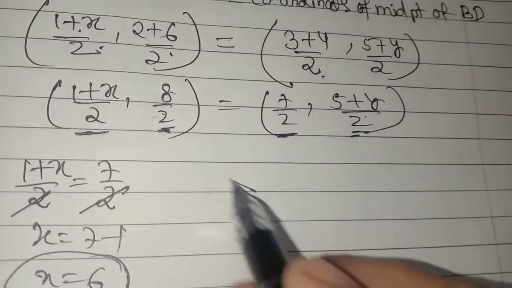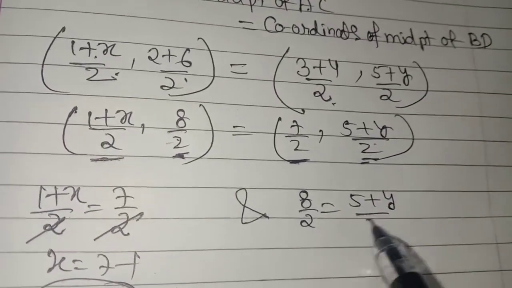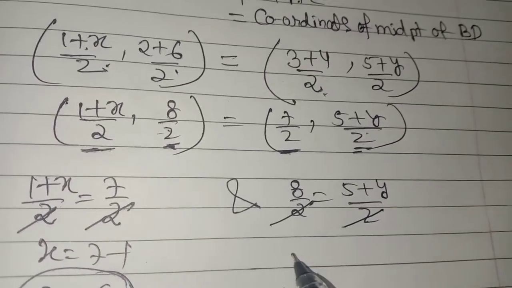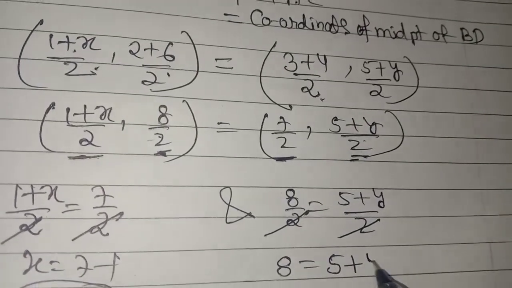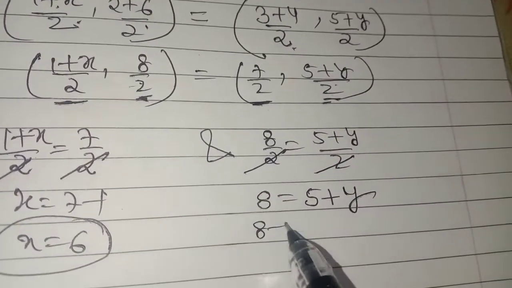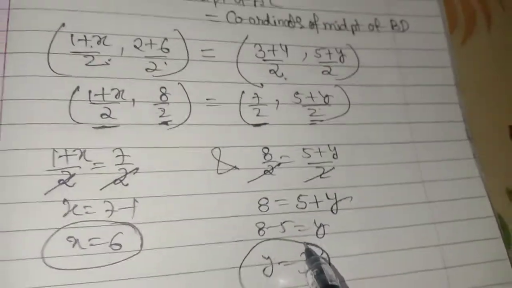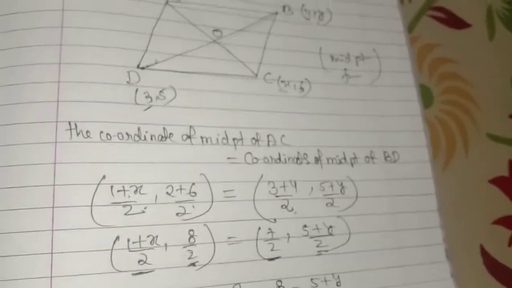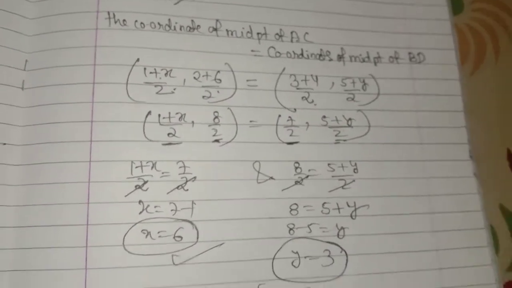And for y I will write 8 upon 2 is equal to (5 plus y) upon 2. 2 and 2 cancel. So 8 is equal to 5 plus y. So 8 minus 5 is equal to y. So I got y is equal to 3. That will be my answer. Clear? So that is the value of x and y. You can see the calculation once again. I am showing you.